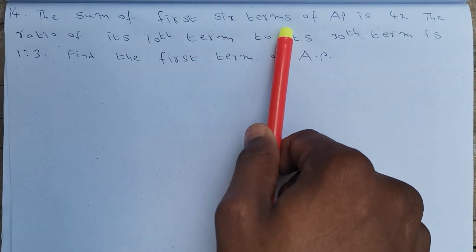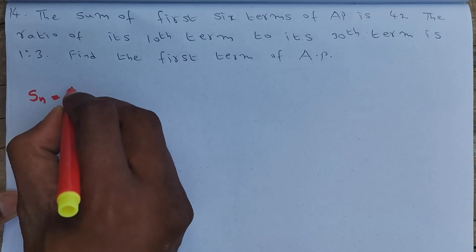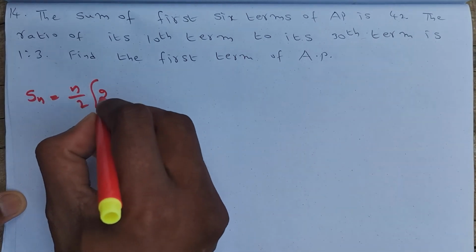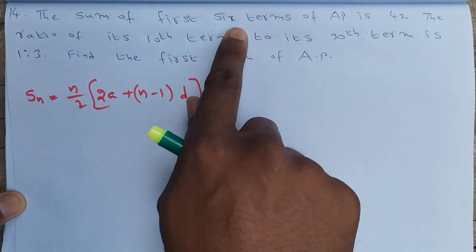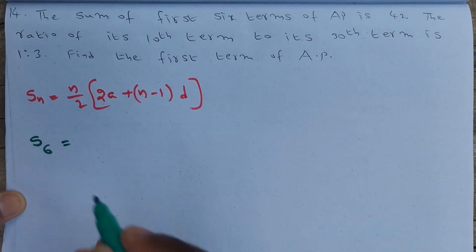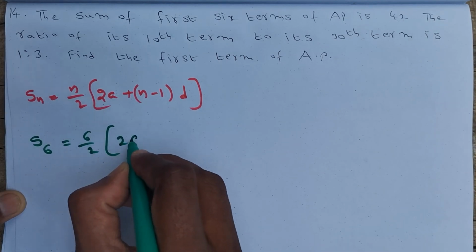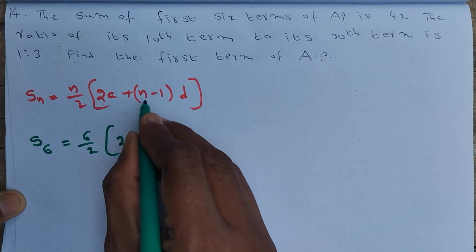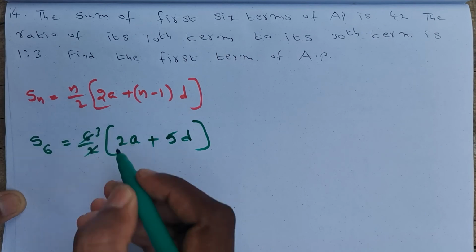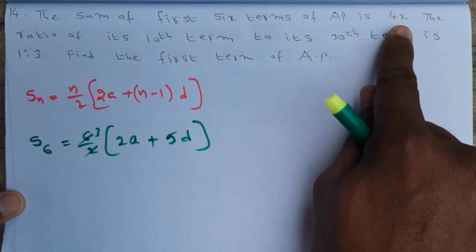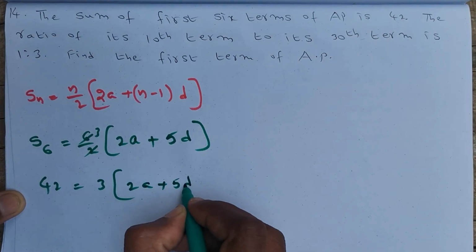Okay. Sum of first 6 terms of an AP. We know the formula for sum of n terms, that is Sn is equals to n by 2 into 2a plus n minus 1 into d. So in this case he is asking about 6 terms. So S6 is equals to, in the place of n, 6 by 2 into 2a, a value we don't know, plus n value 6, 6 minus 1, 5d. So 2 ones are 2, 2 threes are 6. So S6, that is sum of the first 6 terms, is 42. So 42 is equals to 3 into 2a plus 5d.